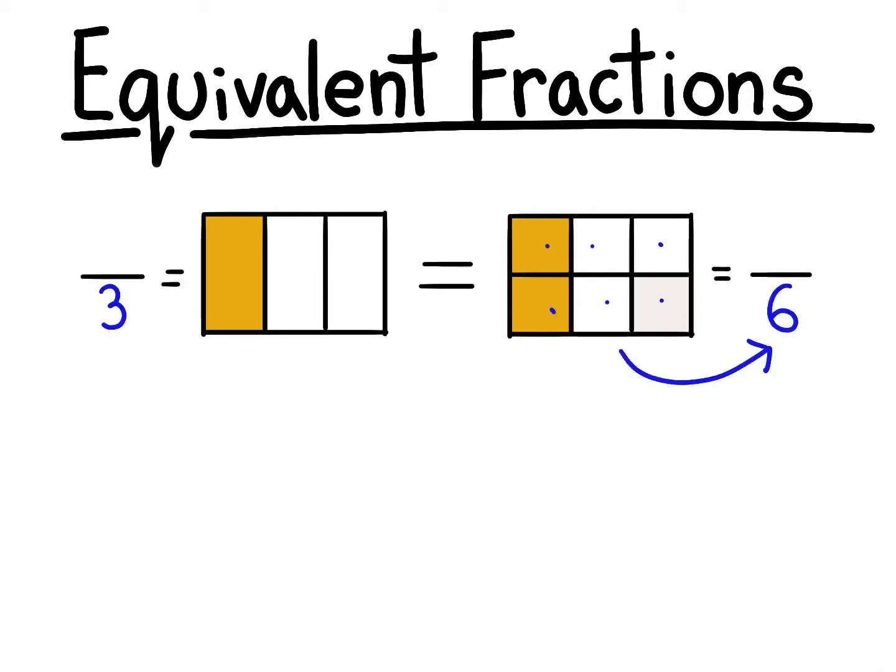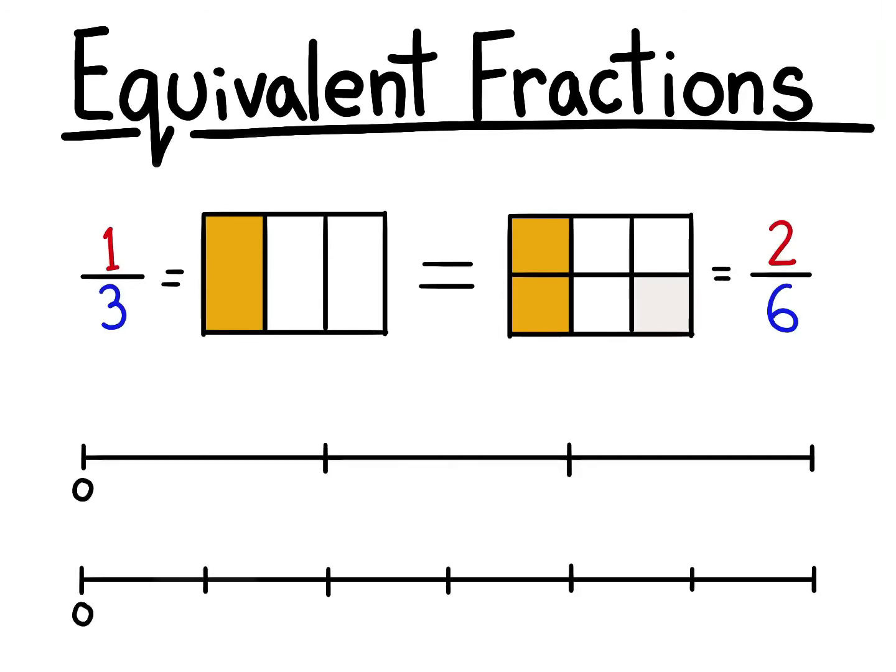The shape on the right has a denominator of 6 because there are 6 parts. The shape on the left has a denominator of 3 because there are 3 parts in that whole. The numerator of the shape on the left is 1 because only one part is shaded in. The numerator on the right is 2 because 2 parts are shaded in that shape. However, these fractions are equivalent because they shade the same part of the shape in.